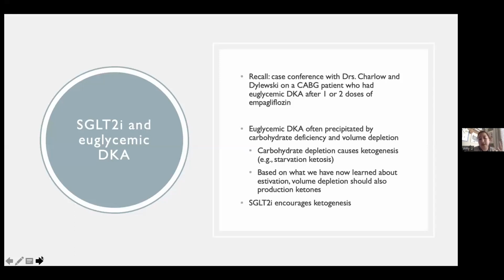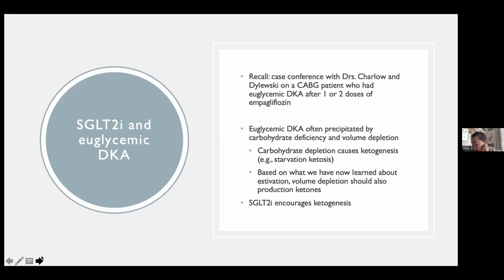And so I briefly talked about the euglycemic DKA, but there was a really interesting case conference with Dr. Charlo and Dr. Dulesky on a CABG patient who had euglycemic DKA after like 1 or 2 doses of empagliflozin, which was very profound. But hopefully with what I've shared with you, my thought at least is that this euglycemic DKA is just precipitated by a carbohydrate deficiency and volume depletion when these patients are made nothing by mouth for certain procedures. And the carbohydrate depletion is what really drives a ton of ketones. They have no access to water, so they become very volume depleted, and all of that kind of encourages euglycemic DKA. So that's a little clinical plug.